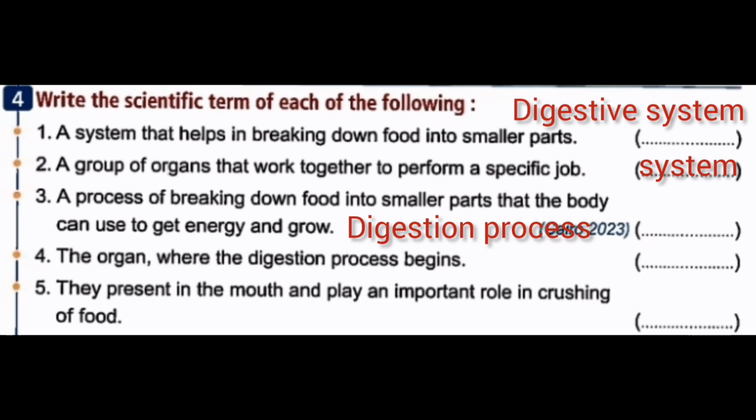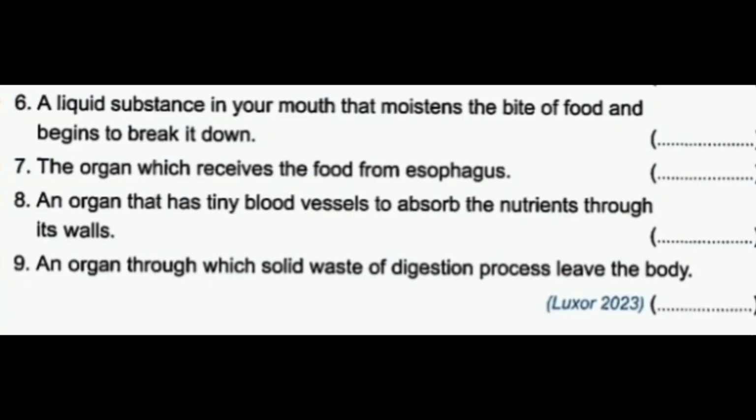Number 4. The organ where the digestion process begins. We want the name of the organ where the digestion process begins. Mouth. Number 5. They are present in the mouth and play an important role in crushing food. They crush the food. Teeth. Number 6. Liquid substance in your mouth that moistens the bite of food and begins to break it down. Saliva. Number 7. The organ which receives the food from esophagus. Which organ after esophagus? Stomach.